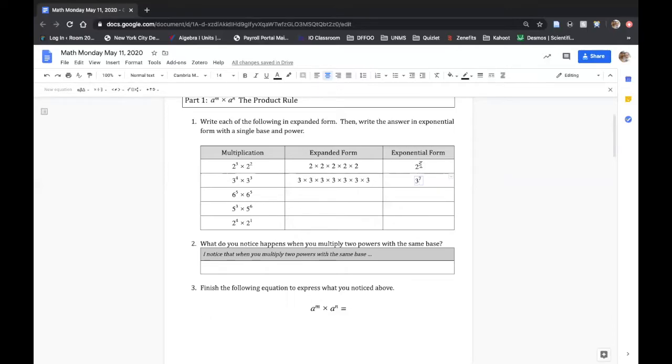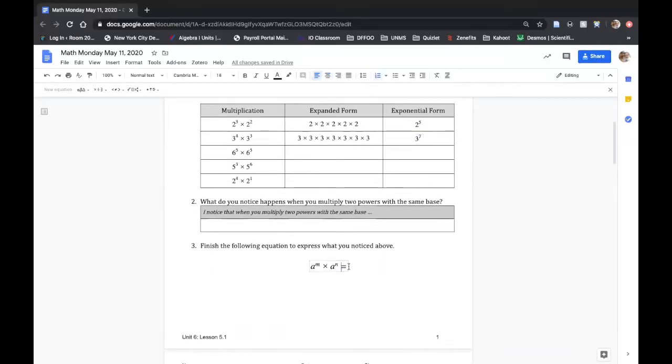Try to write that out in the sentence. And then the last thing just says to finish the following equation to express what you noticed above, right? This part here, I'm going to go over during the live session, so you're going to have to come see me to go over this section, okay?